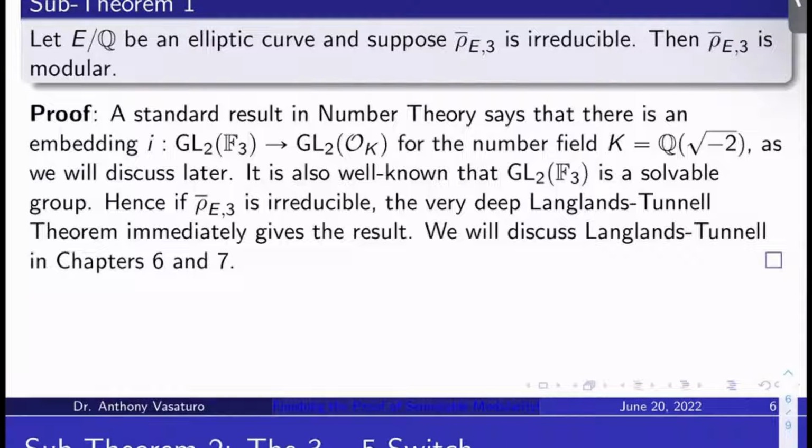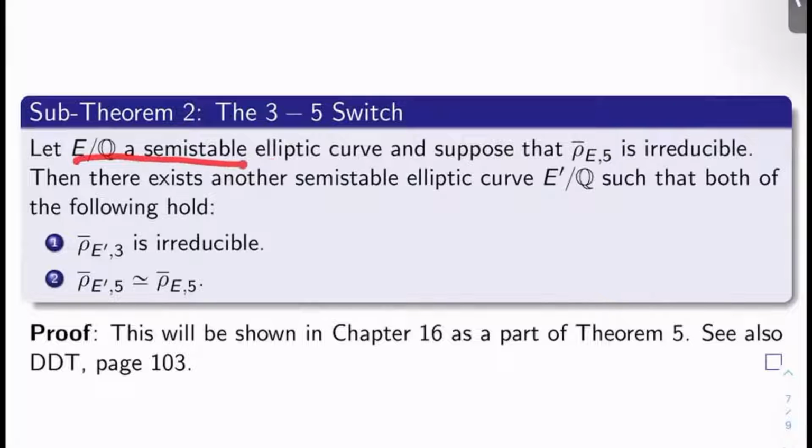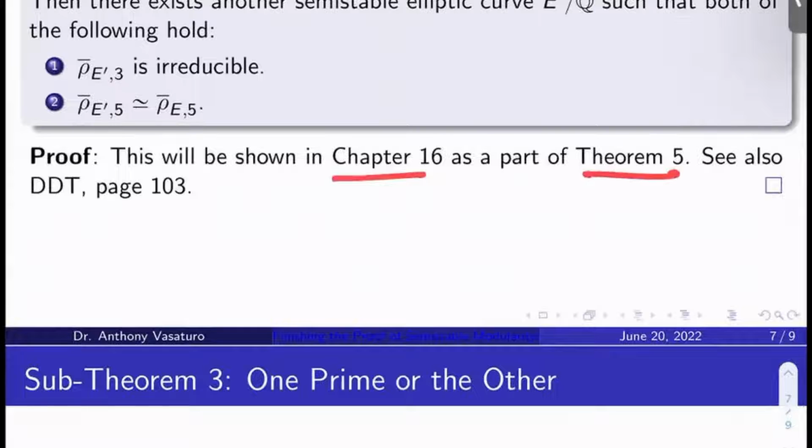So that's sub-theorem 1. At the prime 3, mod P irreducibility is the same as mod P modularity, which is very, very interesting. Sub-theorem 2 is usually called the 3-5 switch. Here's what it says. If E over Q is a semi-stable elliptic curve such that rho bar E5 is irreducible, then there's another semi-stable elliptic curve E prime over Q such that both of the following are true. Rho bar E prime 3 is irreducible, and rho bar E prime 5 is isomorphic to rho bar E5. We will show this in chapter 16 as part of a bigger theorem. You can also see the Diamond-Darmon-Taylor notes, page 103.